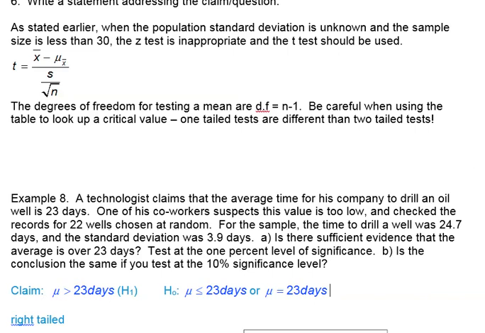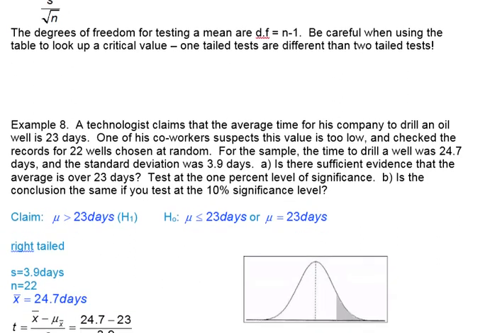Our other pieces of information, we have our n is 22. Our standard deviation is 3.9. Our sample average is 24.7. And for the A question, we're testing at the 1% significance level. So alpha is 1%. So because we know s and not sigma, sample standard deviation and not population, we're going to use our t calculation.